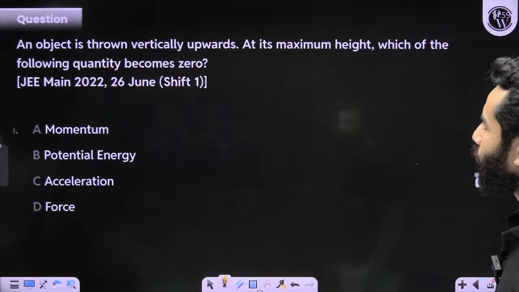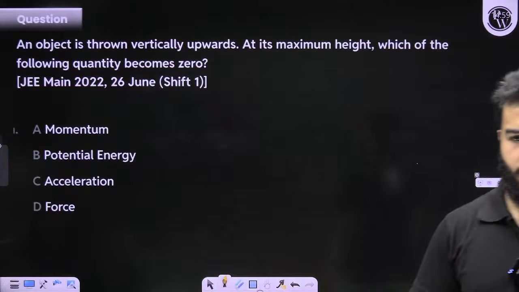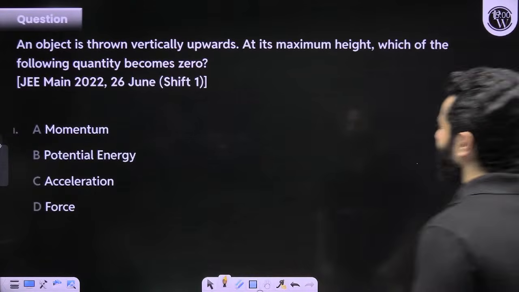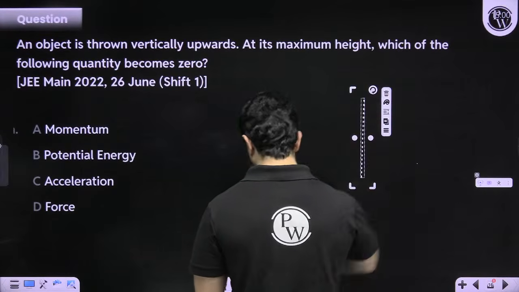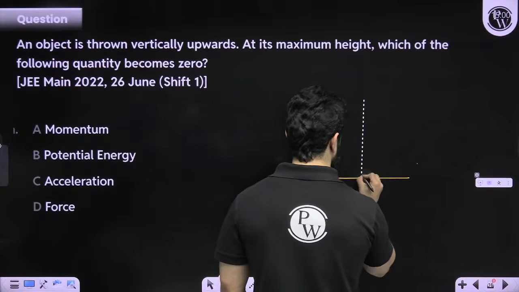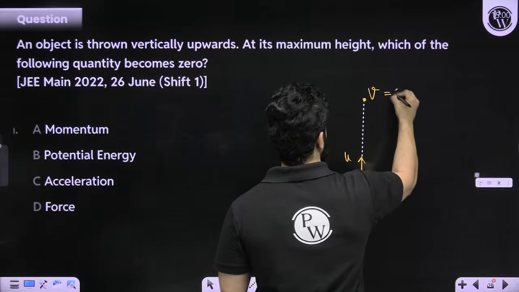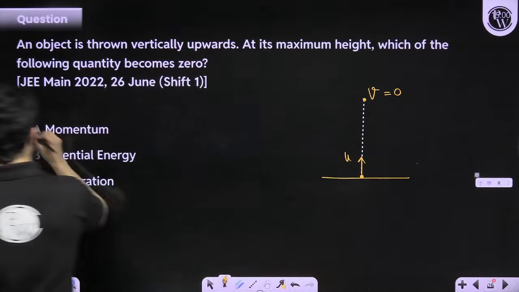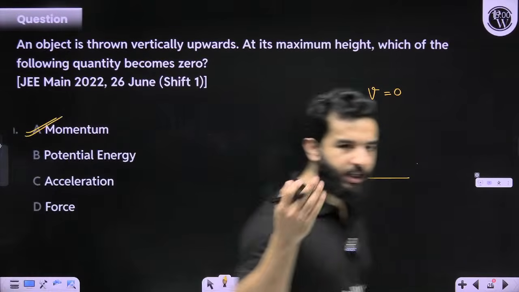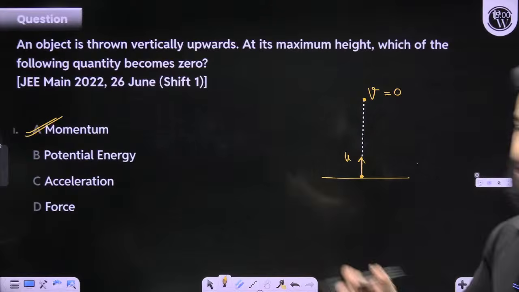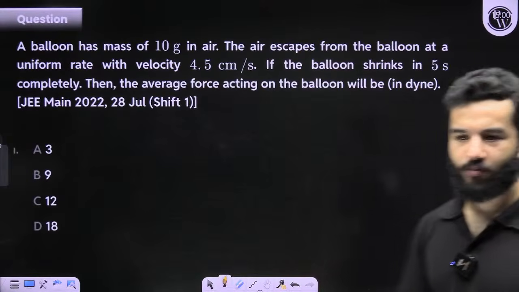An object is thrown vertically upwards. At its maximum height, which of the following quantity becomes 0? If an object is thrown upwards, then at the maximum height, its velocity will become 0 and its momentum will become 0. There will be potential energy, there will be acceleration, there will be force. Force will act mg, acceleration will be g downwards, and potential energy will be mgh at any height. Right? Any doubt from the last one?